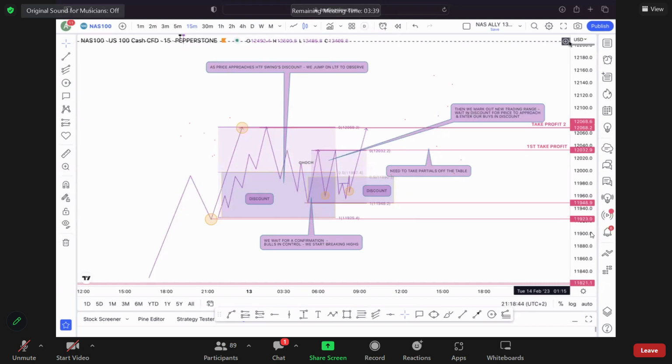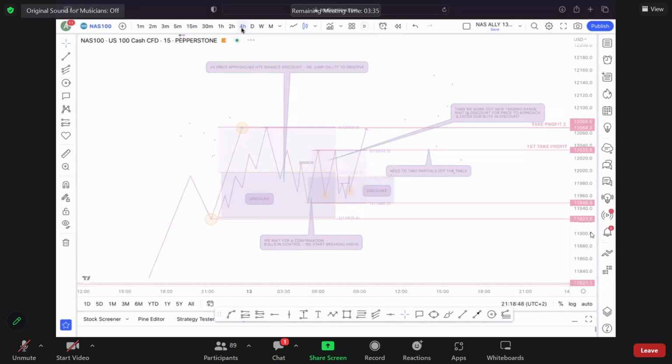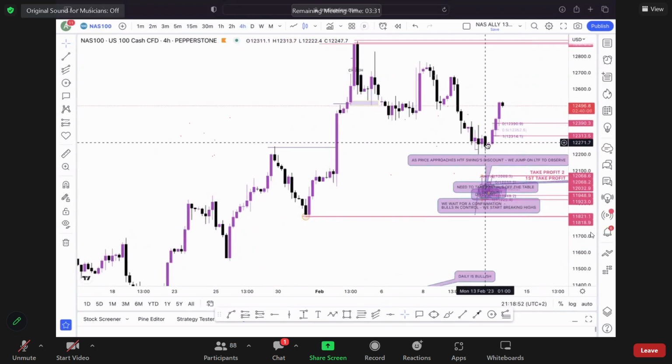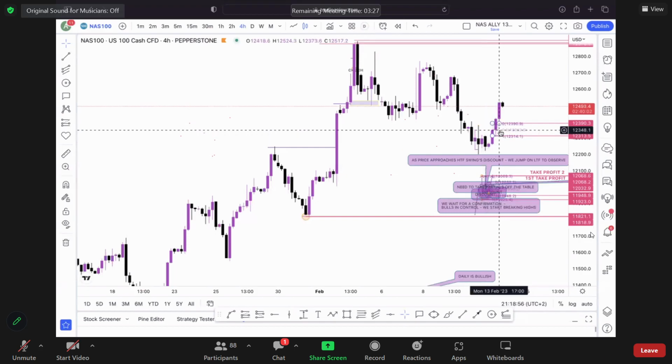Okay, so when price comes into discount, like we saw on the 4-hour time frame, it didn't matter if we didn't know anything with regards to order blocks or imbalance or breaker blocks or anything of that sort. Could we not have gotten an entry here just based on structure? Okay, so that's what I'm saying.